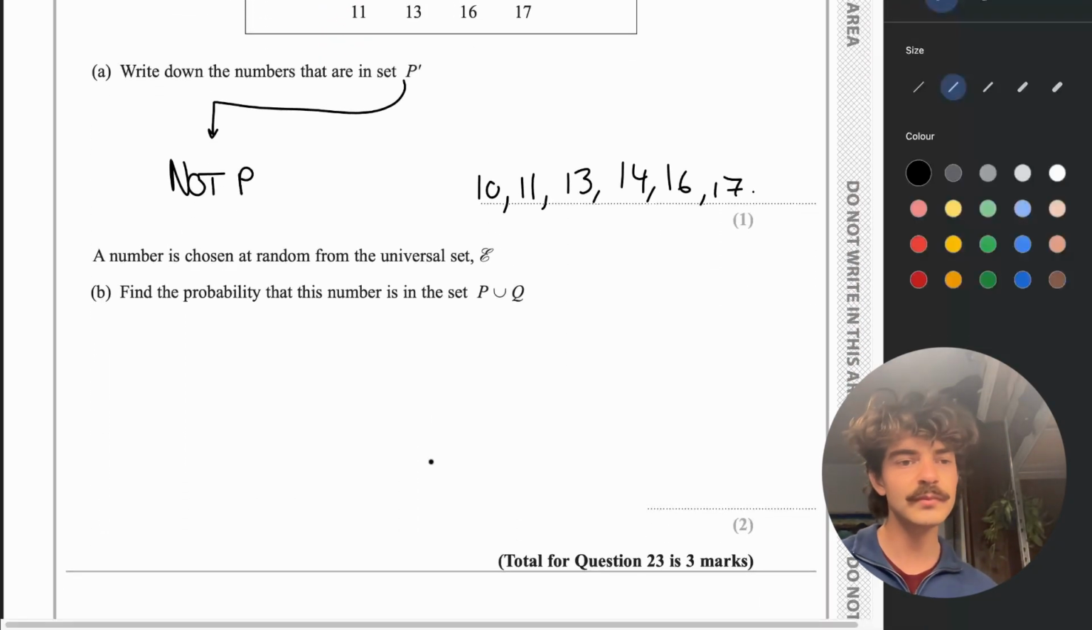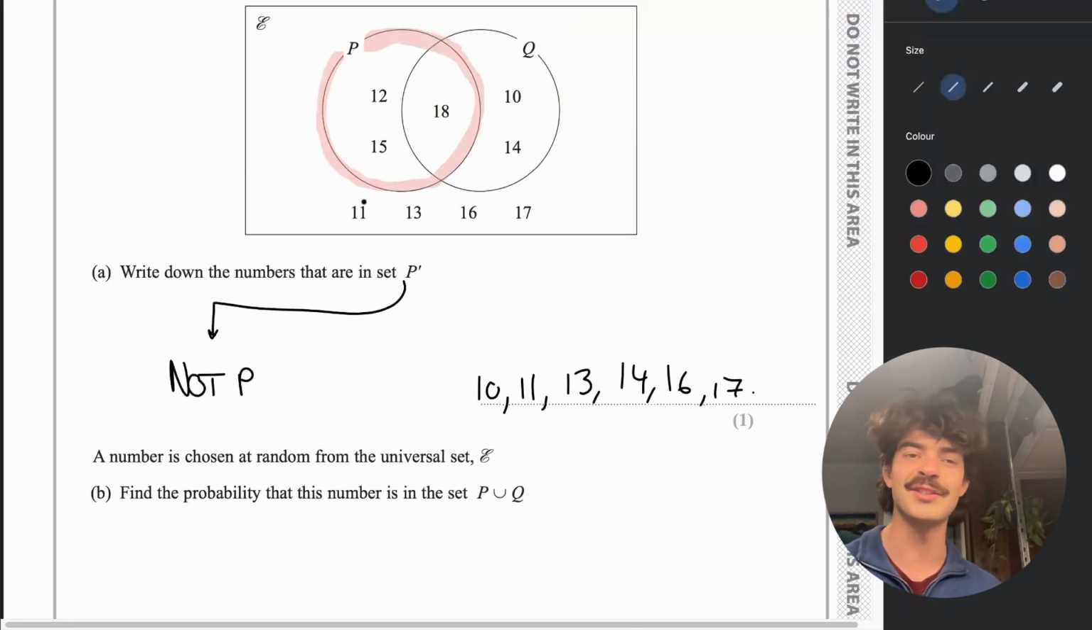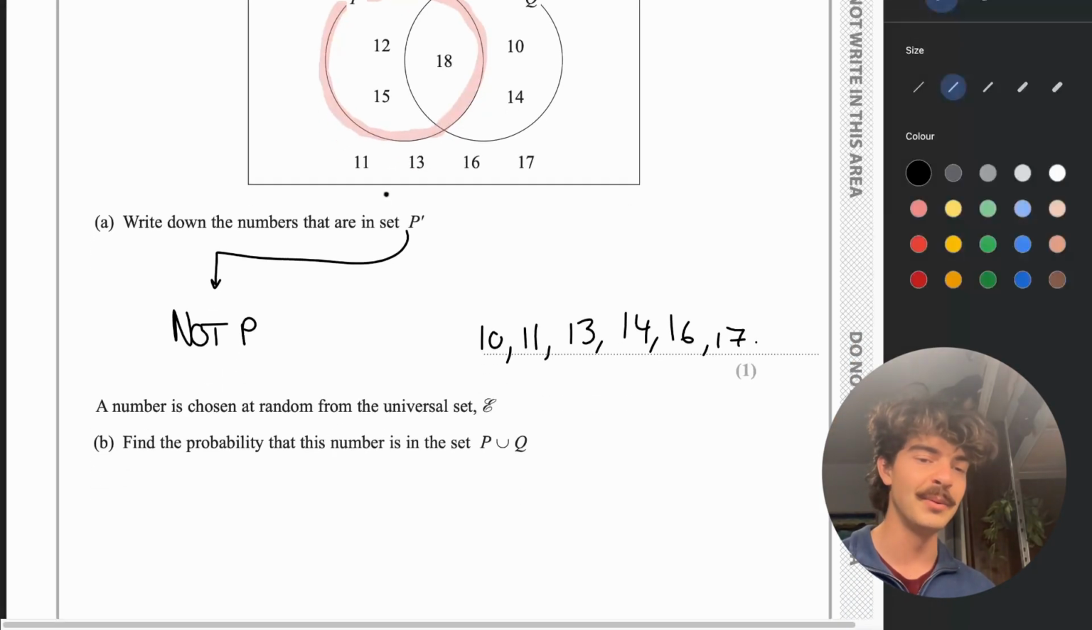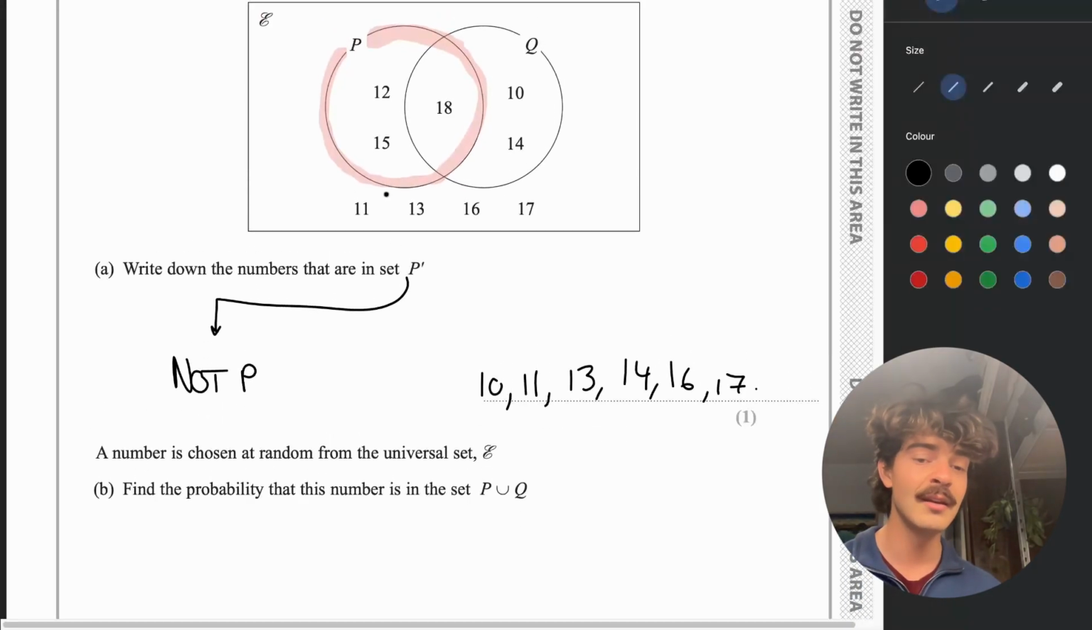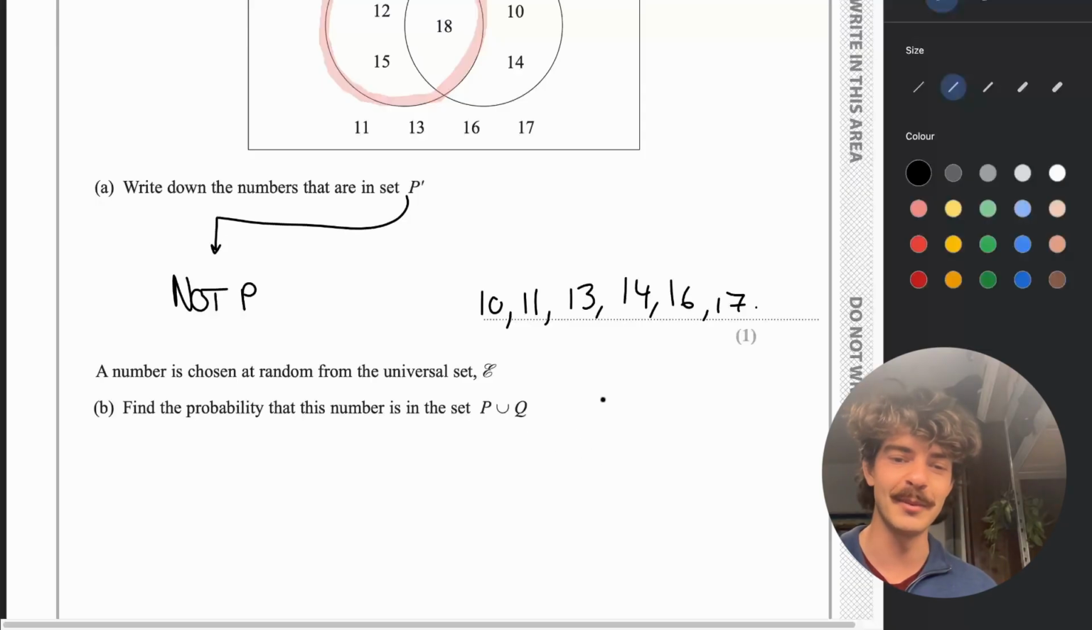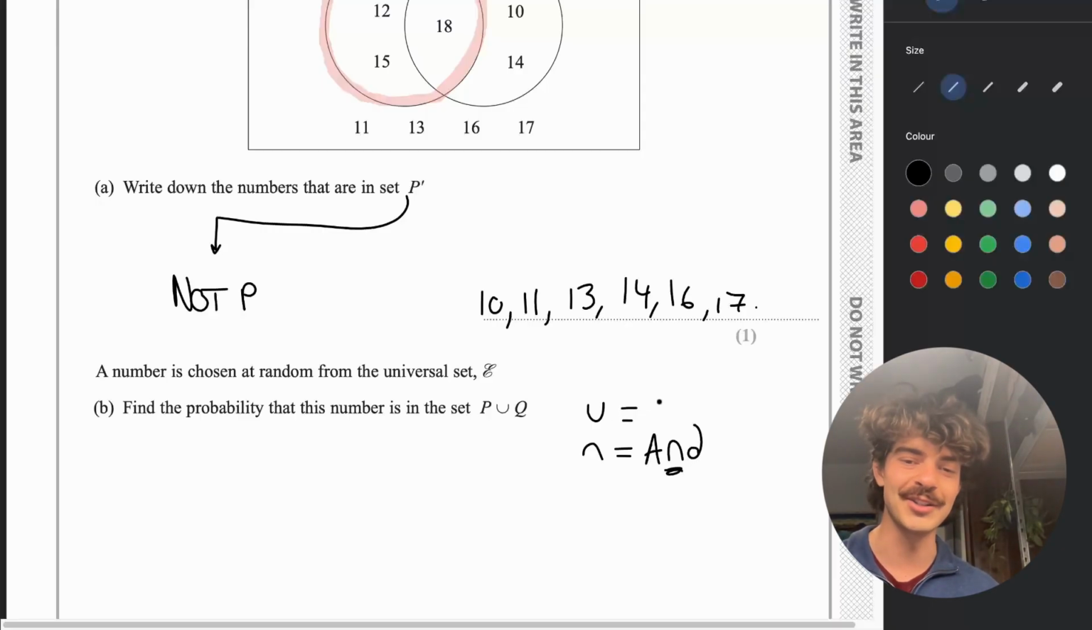Next up, we have a question where a number is chosen at random from the universal set. You don't really need to know what that is, but that's just the set of everything. It's everything that's going on. Find the probability that this number is in the sets P or Q. Right, I've given this away already. Quite a lot of people ask me, how do you remember which one this is and which one this is? Well, in my opinion, this one looks like an and. There it is. So using logical deduction, you can figure out that this one's an or.